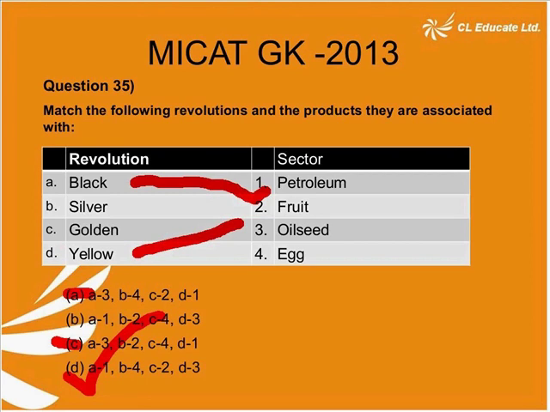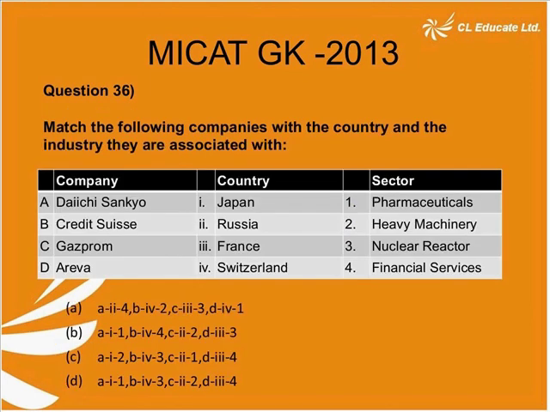Now map the following companies with the country and the industry they are associated with. Lots of information but still easy because a point is given. Areva is recently in the news. Credit Suisse, by the name, is Switzerland. Areva is a nuclear reactor company. These things can be linked. So B with 4, it's already there. Then Areva with nuclear, so D with 3. Do we have any such option?